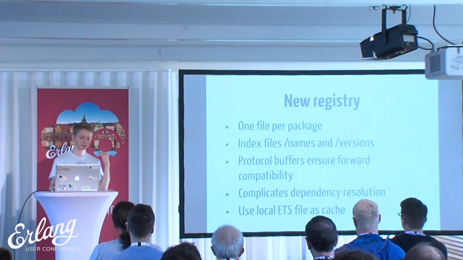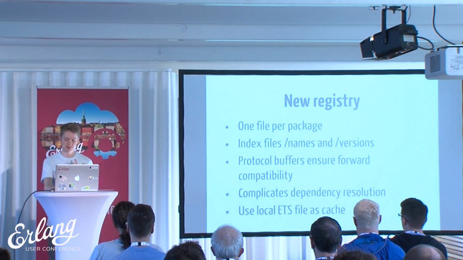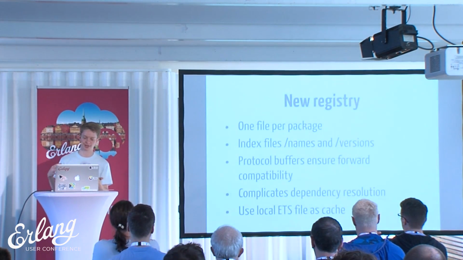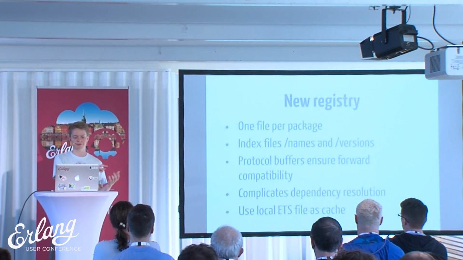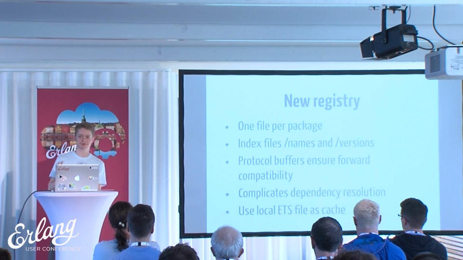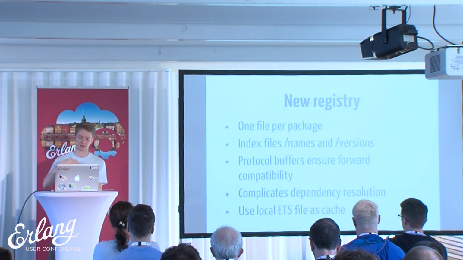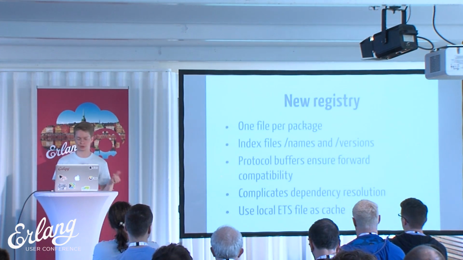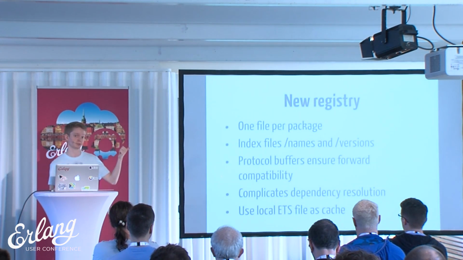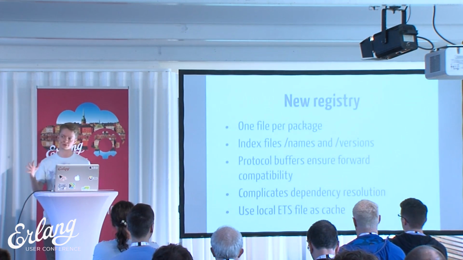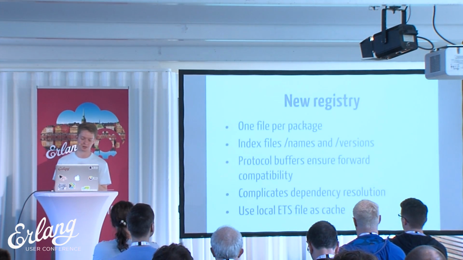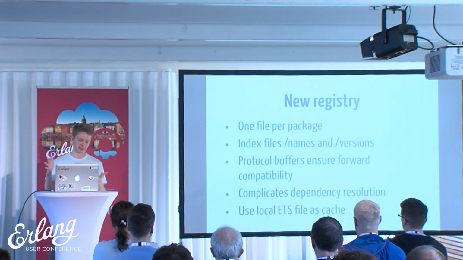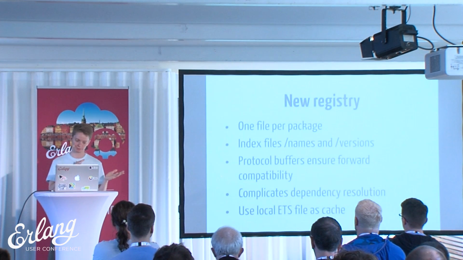So we have a proposal for a new registry format, and the fix for the scalability problem with the file size is that we split it into one file per package. So for Ecto, for example, you fetch a single file just for Ecto and get the versions and dependencies of Ecto. We also have index files, names and versions, that list the names and the versions of packages. Those would have the same scalability problems, so they should not be used by clients. They should only be used for things like mirroring.